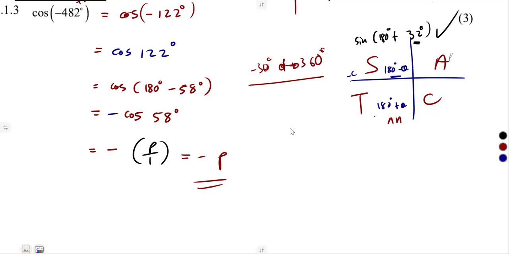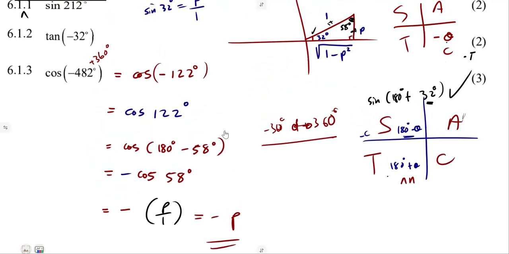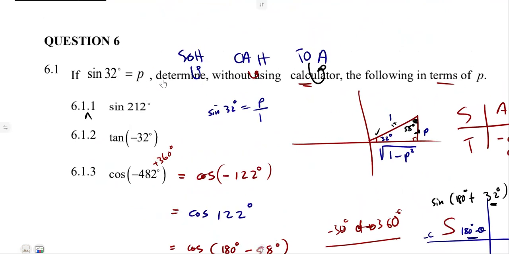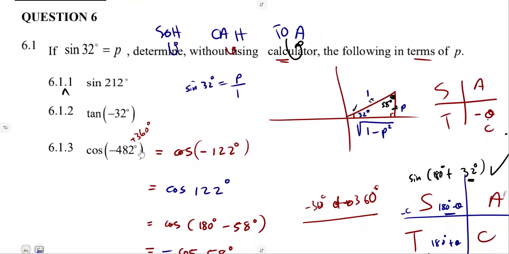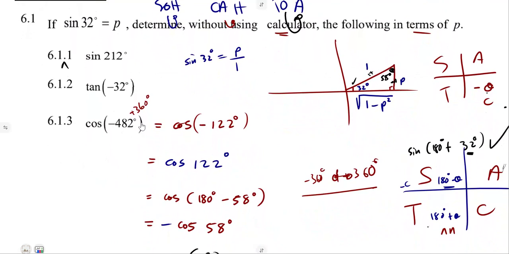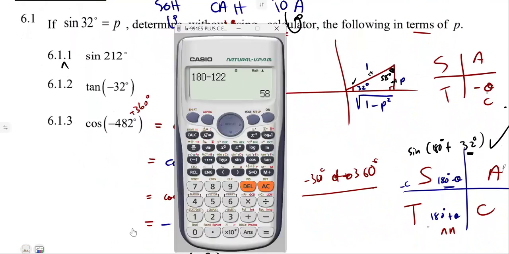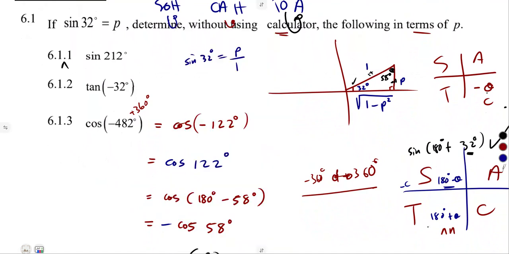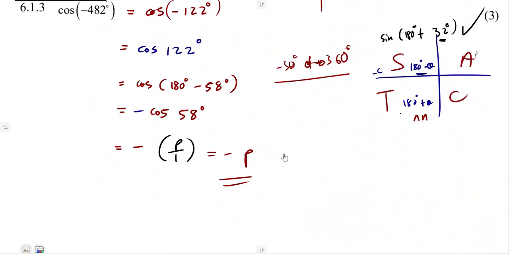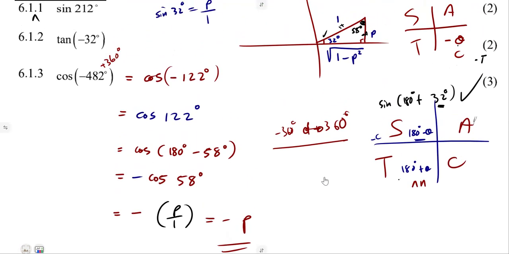So to confirm this, sine of 32 is p, meaning to say sine of 32 is a positive value. It's an acute angle. Remember, it's positive. But cos of minus 482 must give us a negative answer. And that is exactly what we have. We have got a negative answer at the end because of that minus p that we are seeing. It tells us that whatever value you're going to have, it will be multiplied by a negative. So that is going to be negative p, which is correct. All right, that is it.